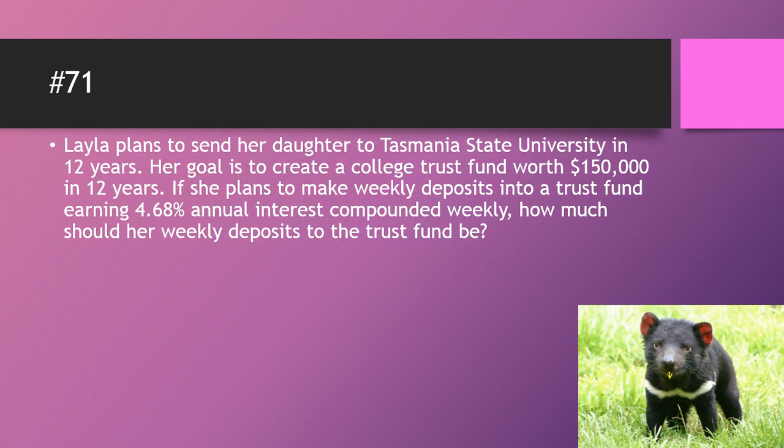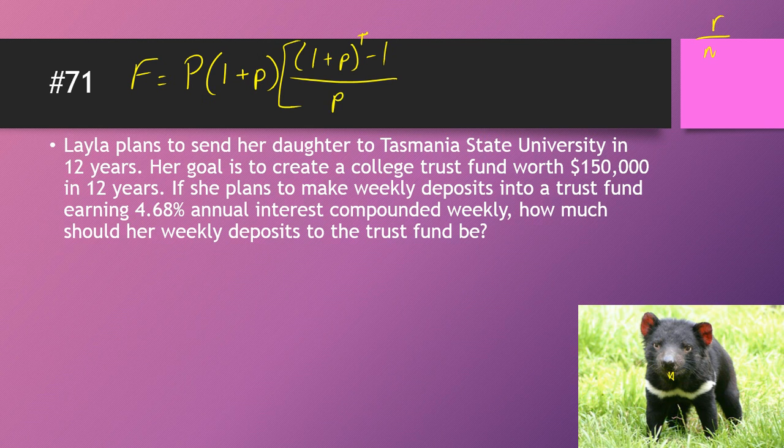Okay, so what we're going to have to do is use the deferred annuity formula. And again, remember the deferred annuity formula is F, or the final, is equal to the principal, or how much you deposit, times 1 plus lowercase p. Remember, that is the rate over the number of times per year, which in this case would be 0.0468 divided by 52, since it's weekly. And then we're going to multiply that by 1 plus lowercase p to the t minus 1, all over lowercase p.